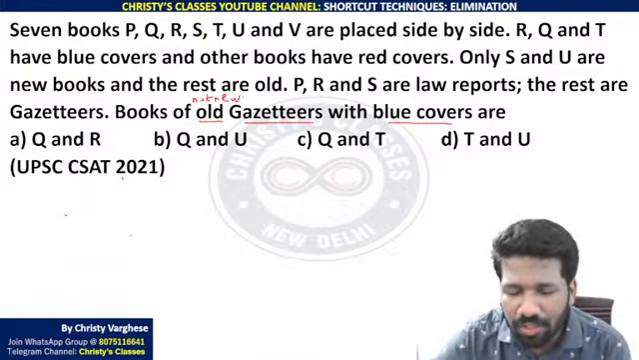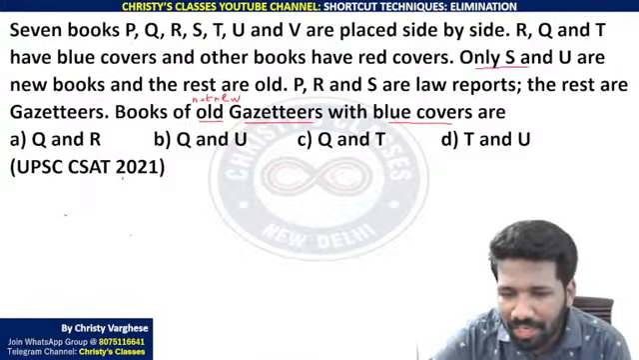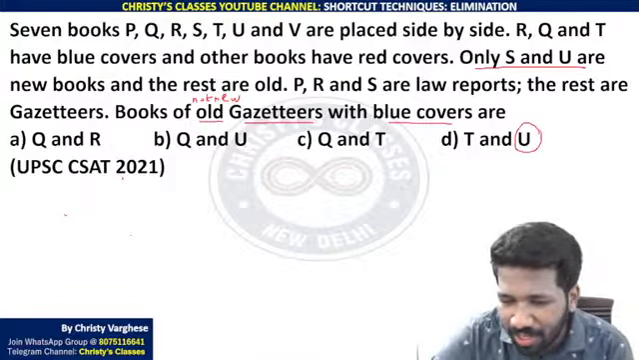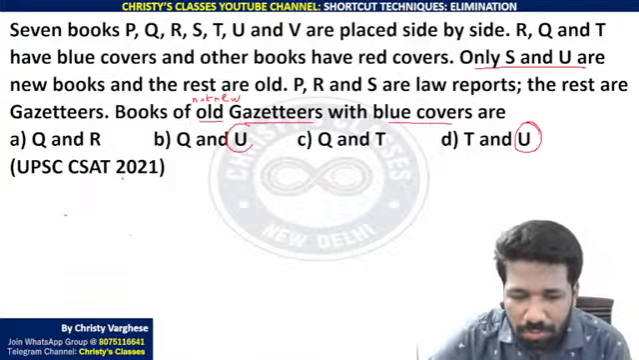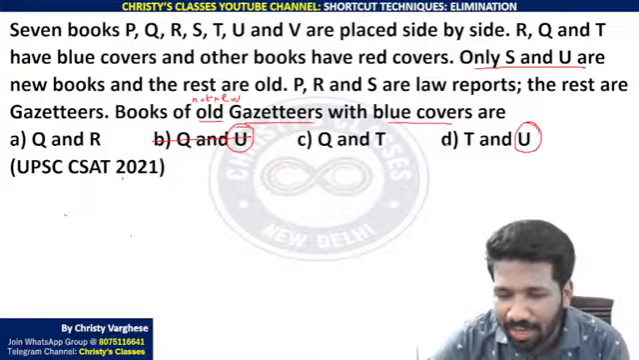Which of these books are new? Only S and U are new books. We don't want new books. So whichever option has S or U in it can be eliminated. This option has U in it. This option has U in it. S is not there in any option. So these two options are readily eliminated.